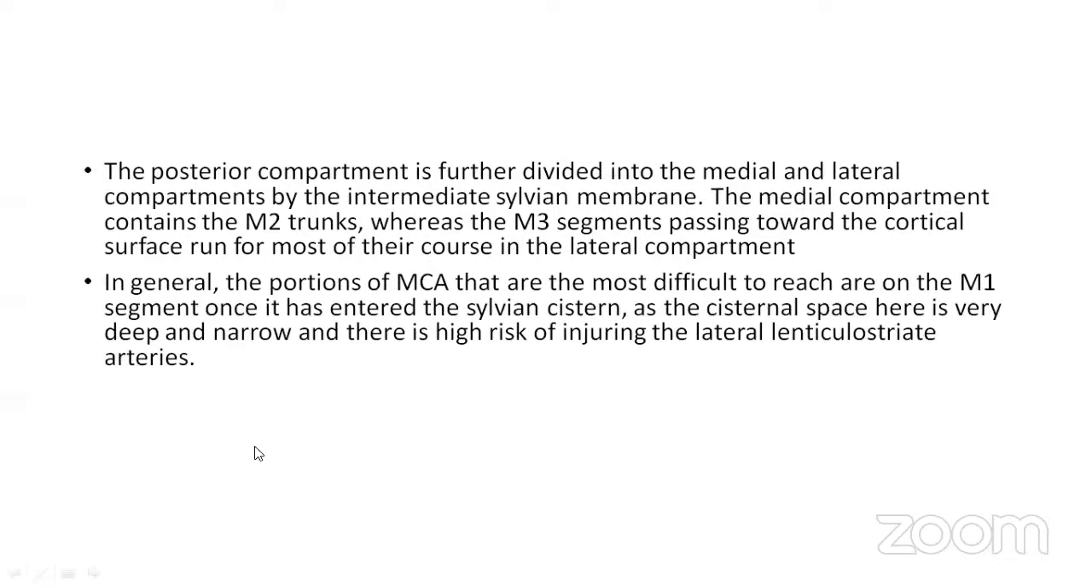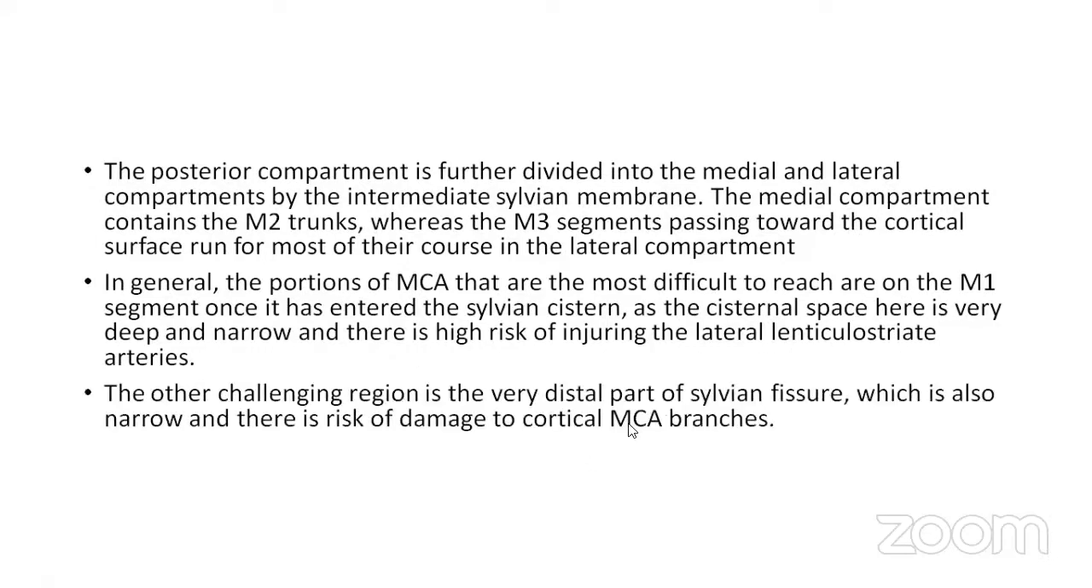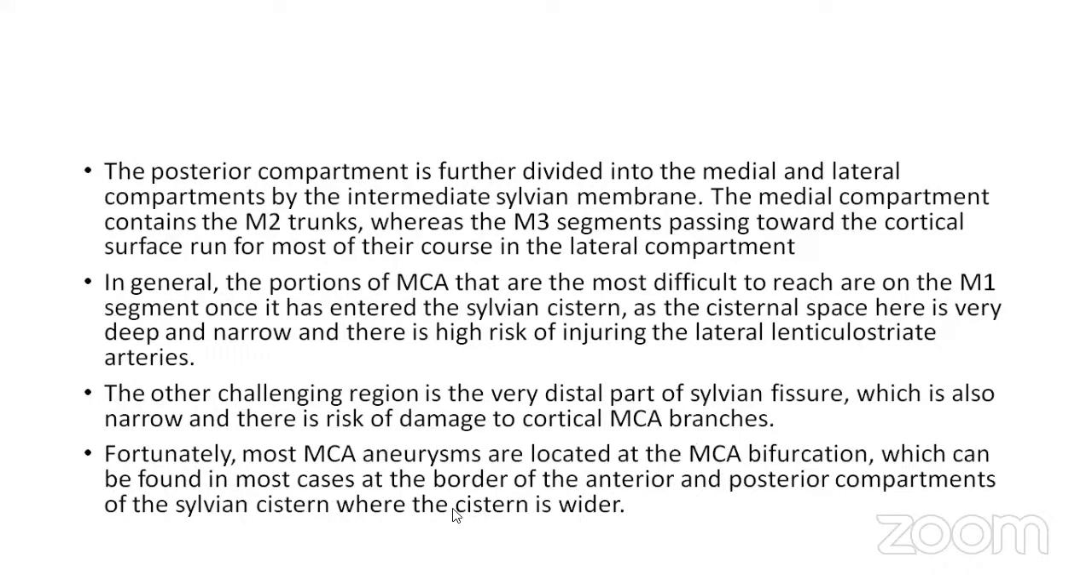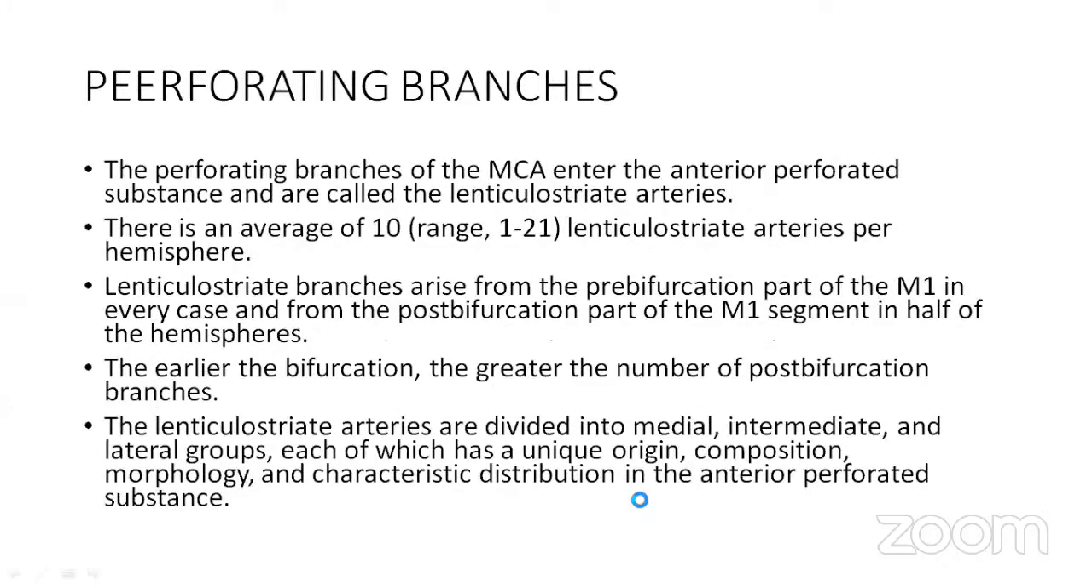In general, the portions of the MCA that are most difficult to reach are on the M1 segment once it has entered the Sylvian cistern, as the cisternal space here is very deep and narrow, and there is a high risk of injuring the lateral lenticulostriate arteries which are present there. The other challenging region is the very distal part of the Sylvian fissure, which is also narrow, and there is risk of damage to the cortical MCA branches. Fortunately, most of the MCA aneurysms are located at the MCA bifurcation, which can be found in most cases at the border of the anterior and the posterior compartments, where the Sylvian cistern is wider and can be approached better.